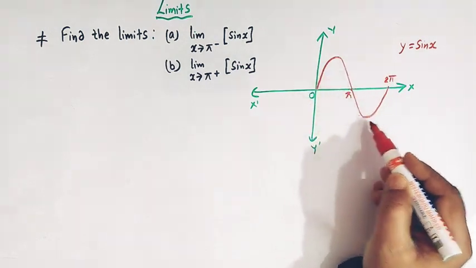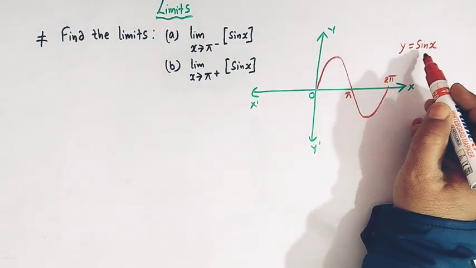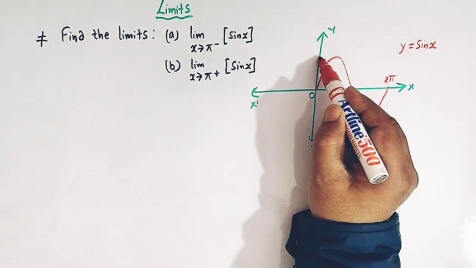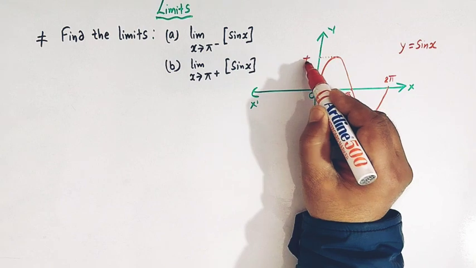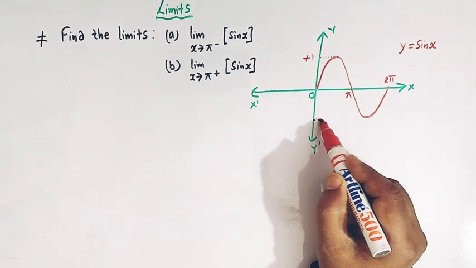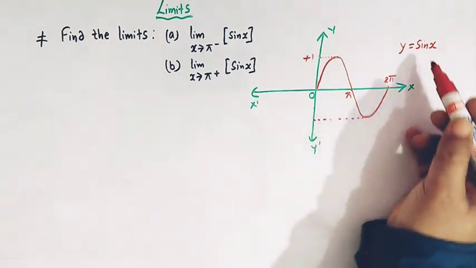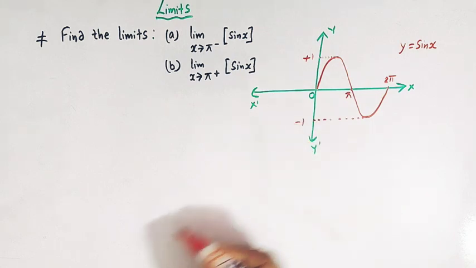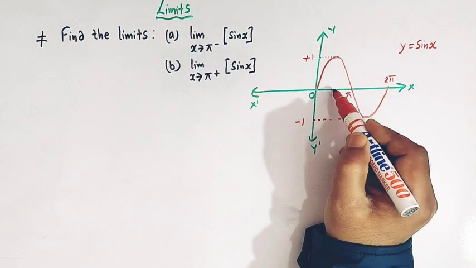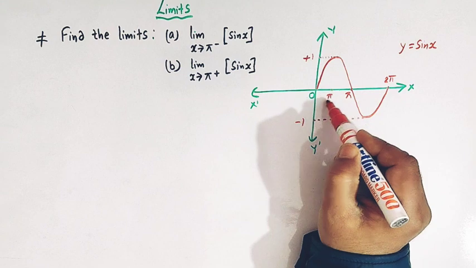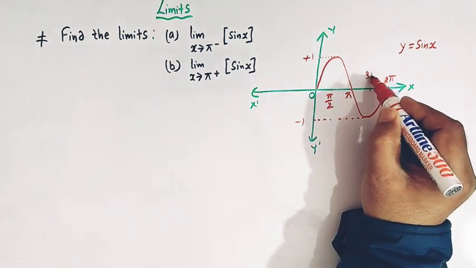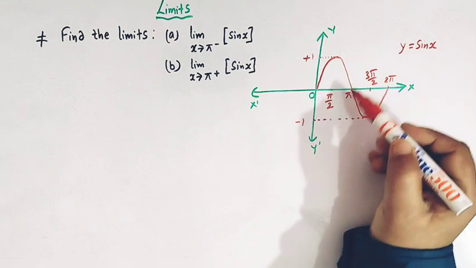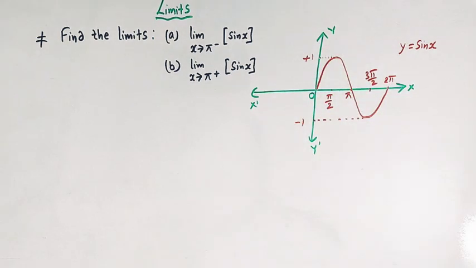This is one complete cycle of sine x. We know that the maximum value of sine x is plus 1, and the minimum value of sine x is minus 1. Here we have pi by 2, and here we have 3 pi by 2. So this is the graph of y equals sine x.